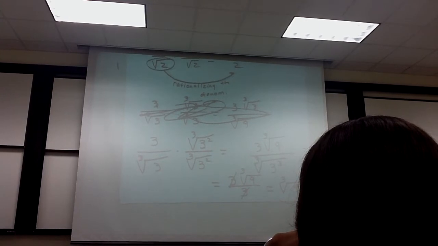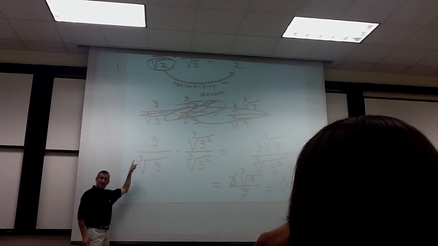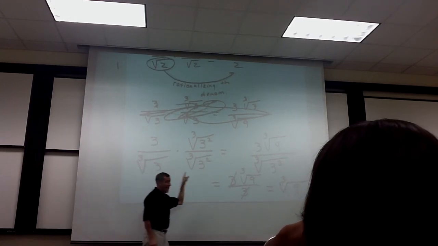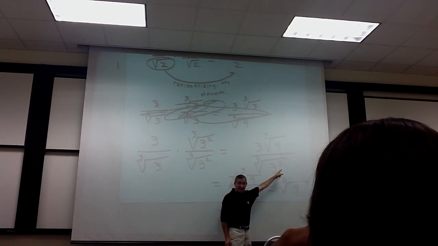Hey, that's pretty good, huh? Notice how the whole strategy changed when the index changed. The index tells me how many times I want something to show up in order for it to simplify. I need something to show up 3 times before a cube root simplifies.